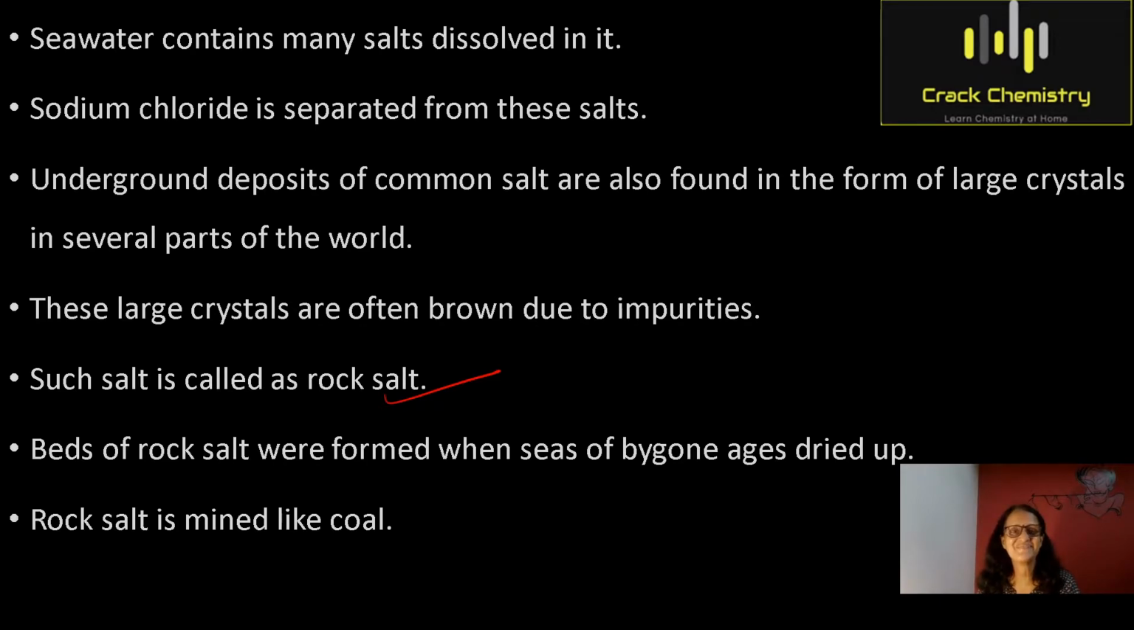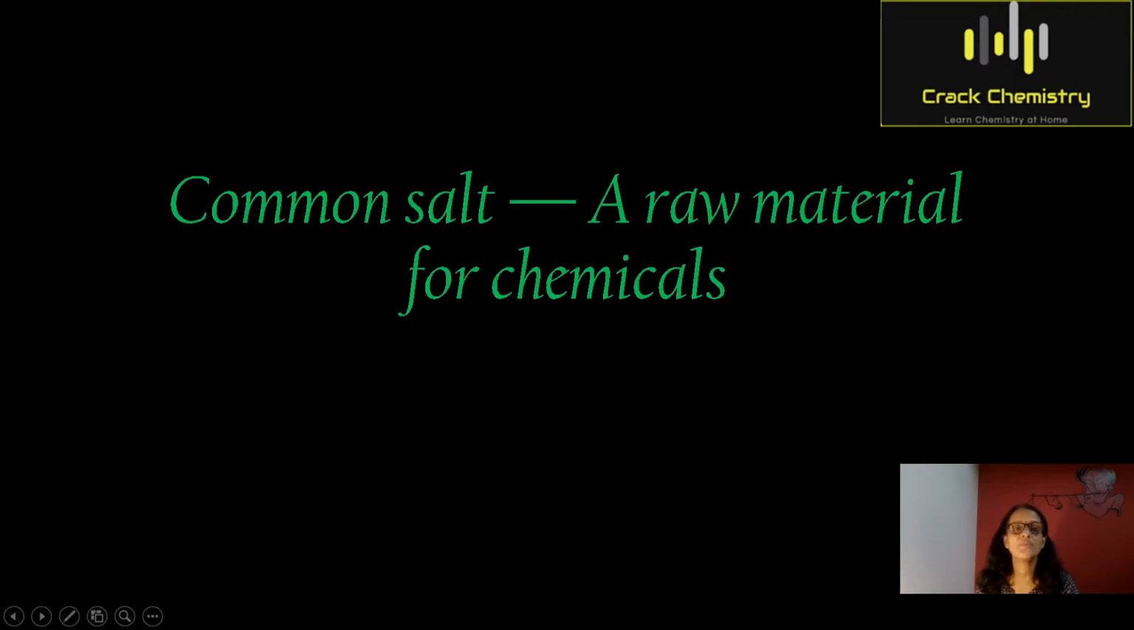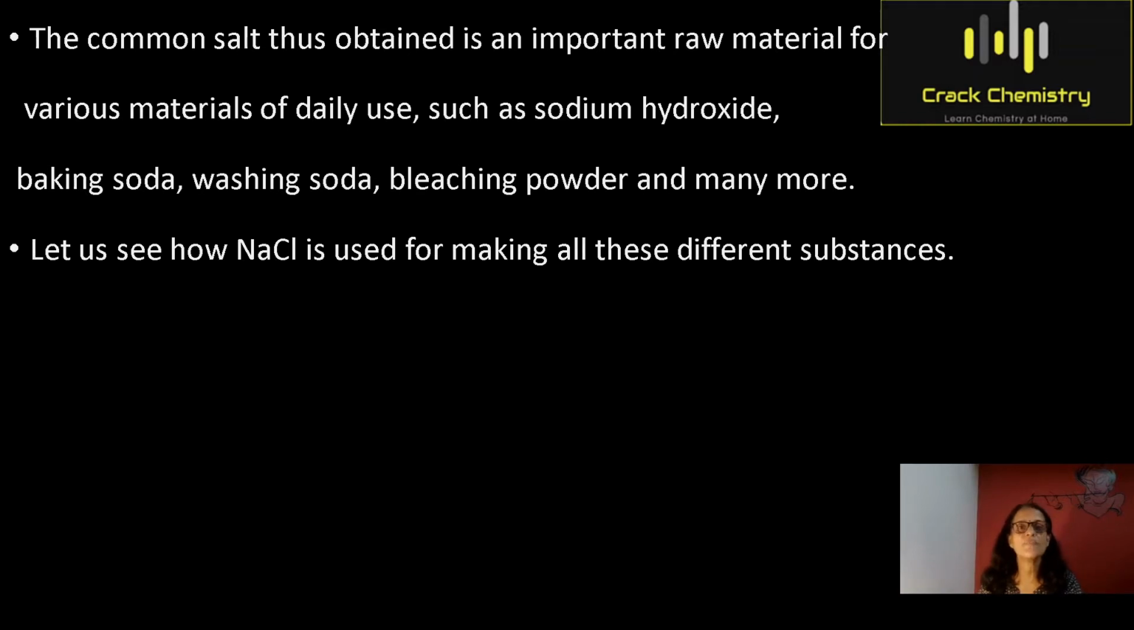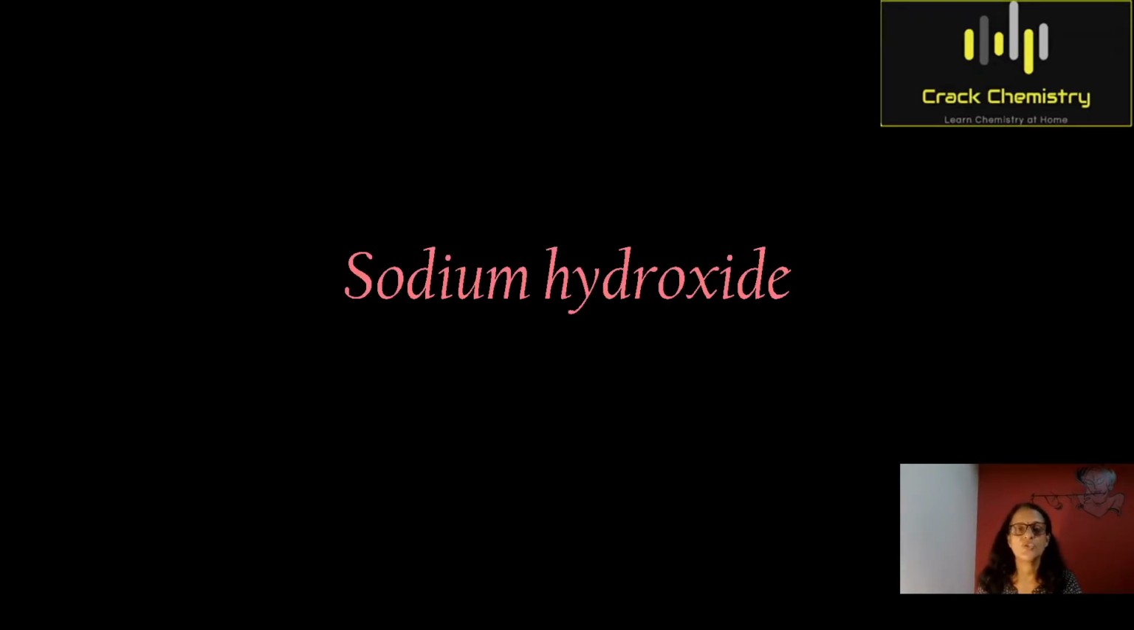Isn't it interesting? Now we will see that common salt is a raw material for the preparation of a number of chemicals. Children, a number of important chemicals can be prepared from common salt. The important among them are sodium hydroxide, bleaching powder, washing soda, baking soda, etc. So in today's session, we will learn about the preparation of only sodium hydroxide. So we will see how sodium hydroxide is prepared.